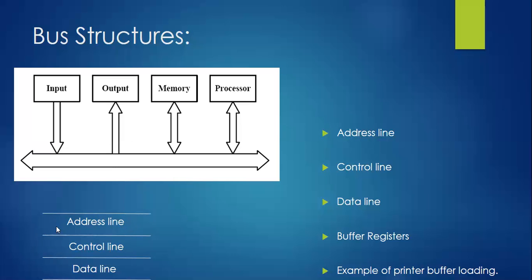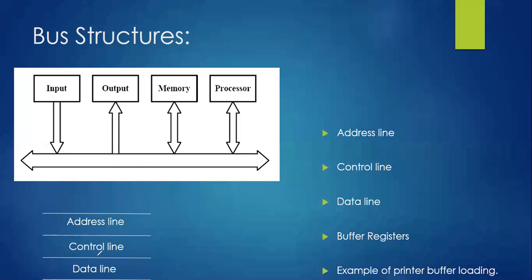Inside the address line, the address of the targeted functional unit or targeted device with which we want to communicate will be uploaded. I repeat, inside the address line, the targeted device address will be uploaded. Then, what kind of communication you want to establish, whether it is a read kind or a write kind, regarding that, a control signal will be uploaded in the control line. The control signal should be uploaded in the control line.